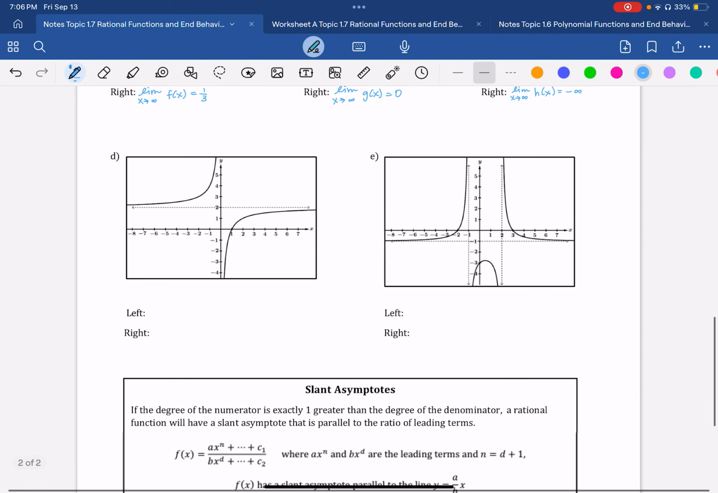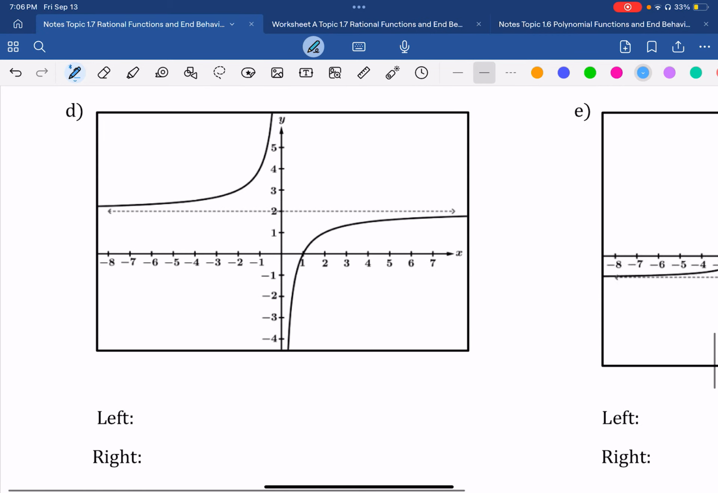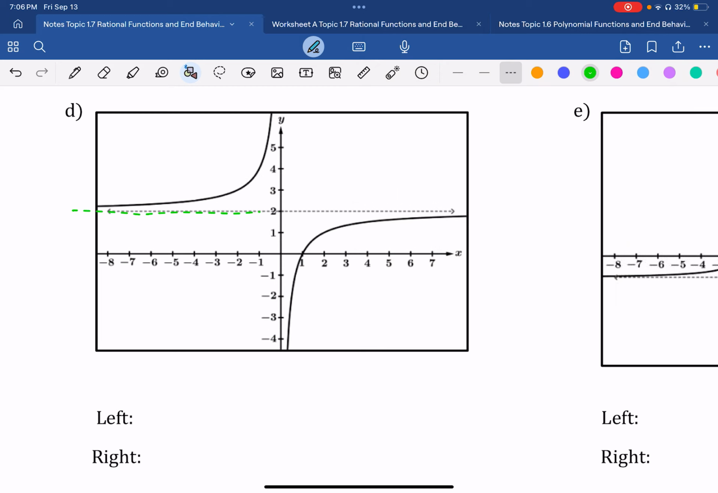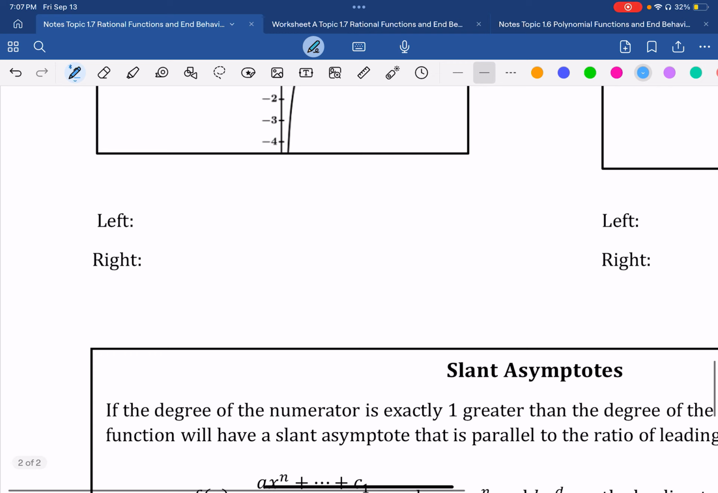Okay, let's do some examples with the graph. Graphically, it's a lot easier because all you need to do is locate the horizontal asymptote. I see that there's a horizontal asymptote right here. So I'm going to label that horizontal asymptote at y equals positive 2. Okay, so my answer will read the limit as x approaches negative infinity, f of x equals 2. The limit as x approaches positive infinity, f of x equals 2.